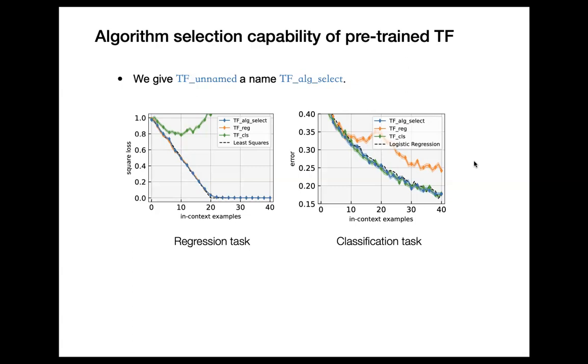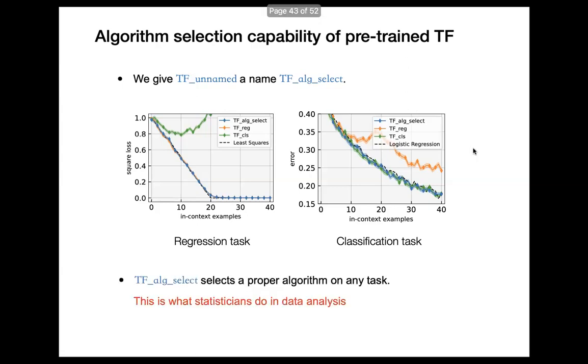So that means this TF algorithm selection can achieve the best performance on both tasks. And remember that in the test phase, I don't tell this transformer whether it should perform the regression task or the classification task. If this transformer were only implementing one algorithm, either regression or classification, it could not get this performance. So the empirical result I summarize as: TF algorithm selection selects a proper algorithm for the task to perform.